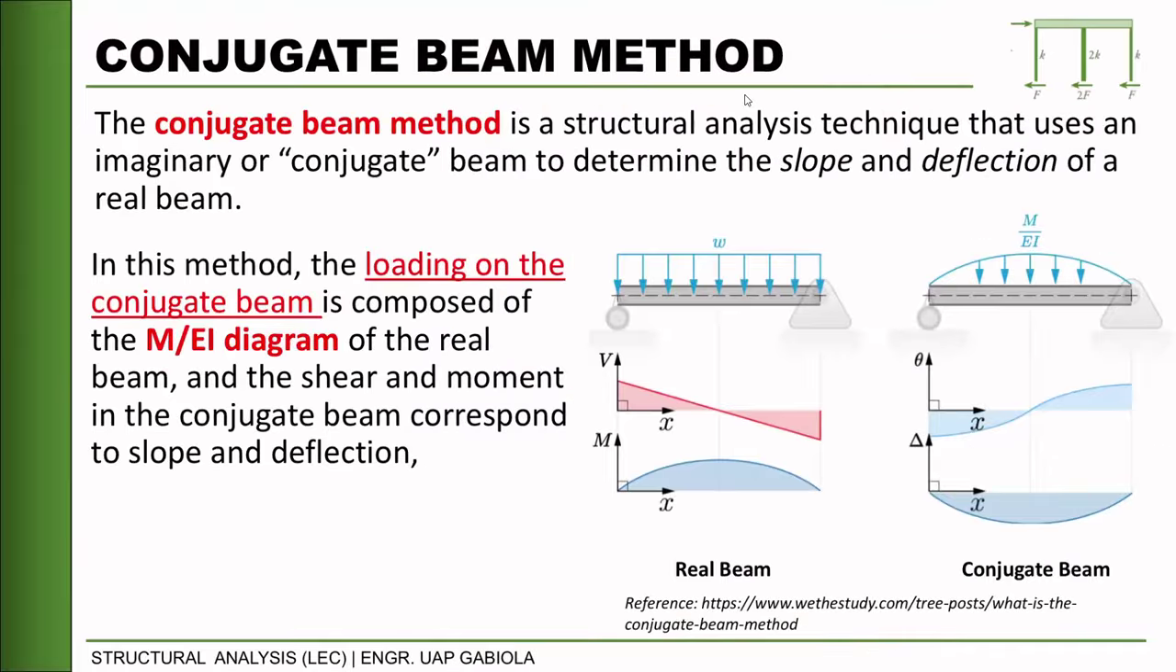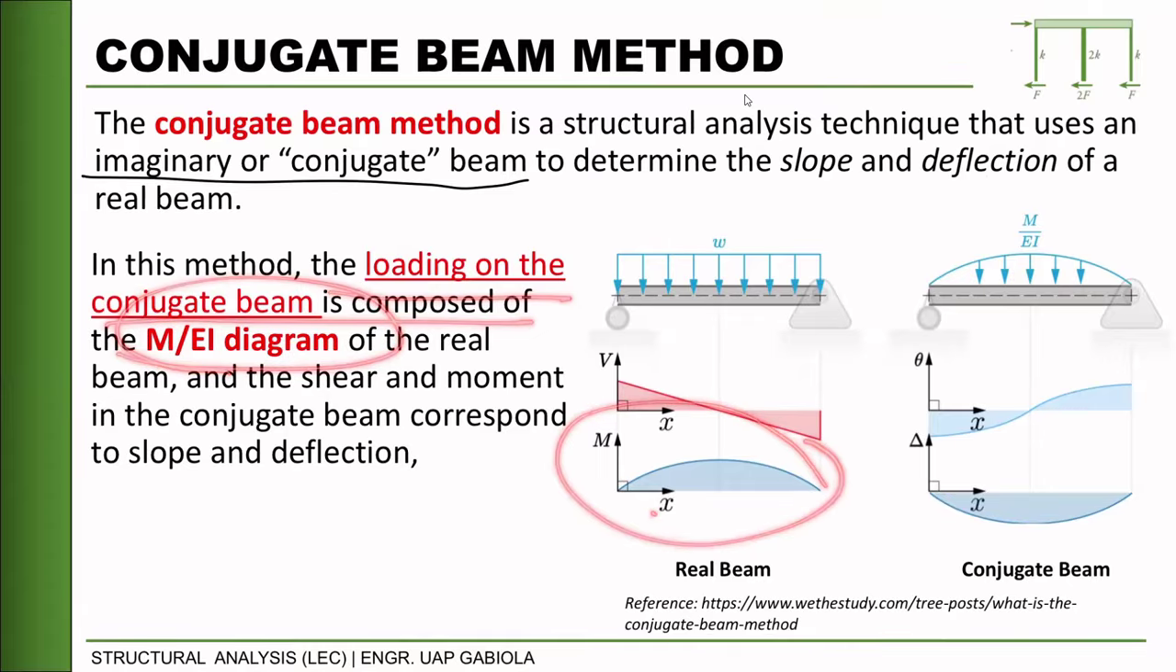To introduce, this method is a technique that uses an imaginary or conjugate beam to determine the slope and deflection of a real beam. In this method, the loading of the conjugate beam is composed of the M over EI diagram of the real beam, and the shear and moment in the conjugate beam correspond to the slope and deflection of the real beam. So the conjugate beam method is a way of computing the slope and deflection using statics.